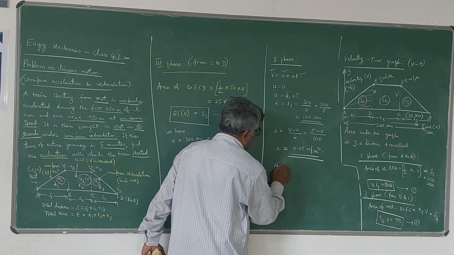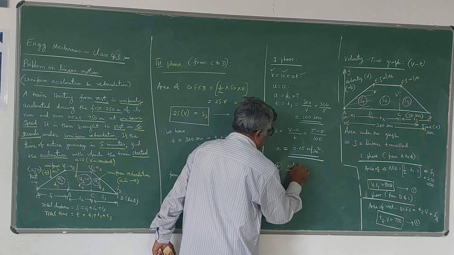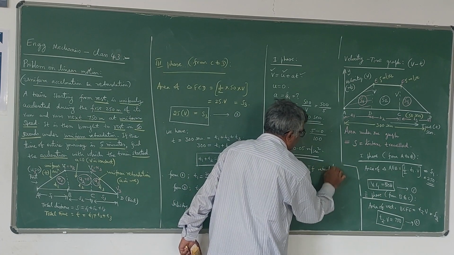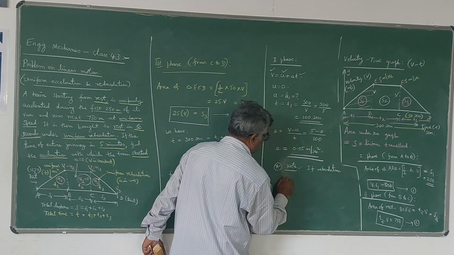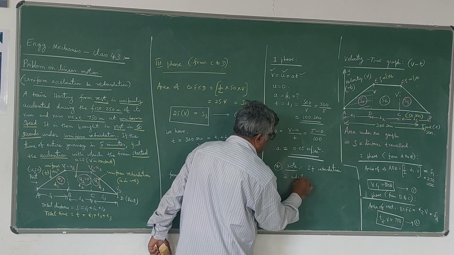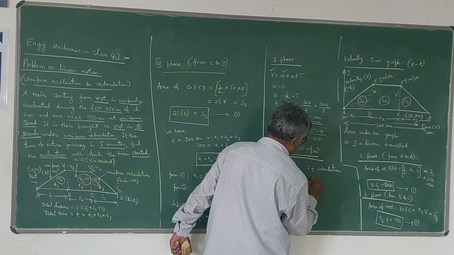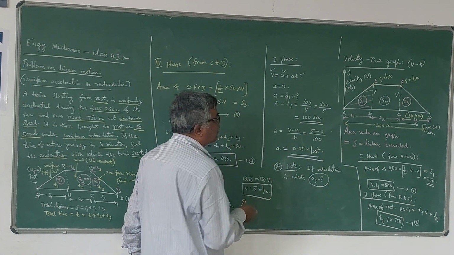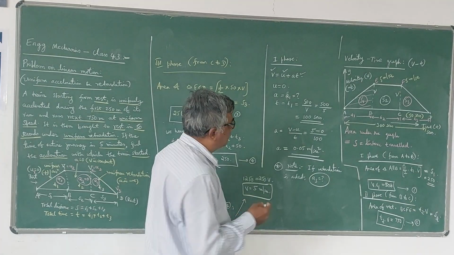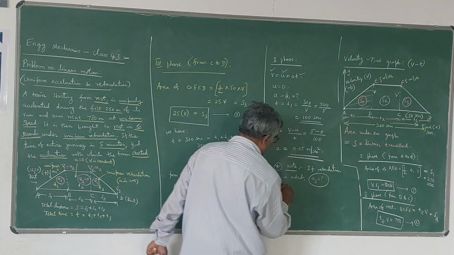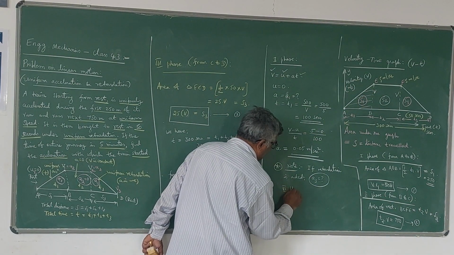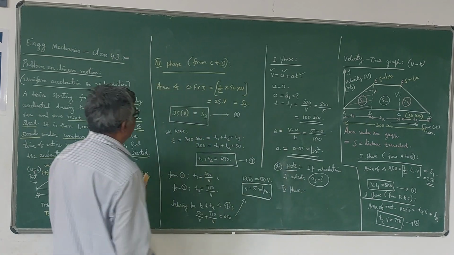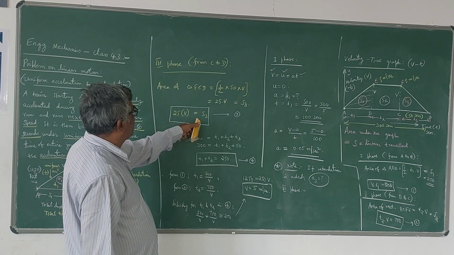So note: if retardation is asked, retardation here I have taken as A3. A3 is unknown. So for that, how to do? Once again, we know for the third phase, we have to write down the equations. So for the third phase, the equation is this: 25 into V is equal to S3.